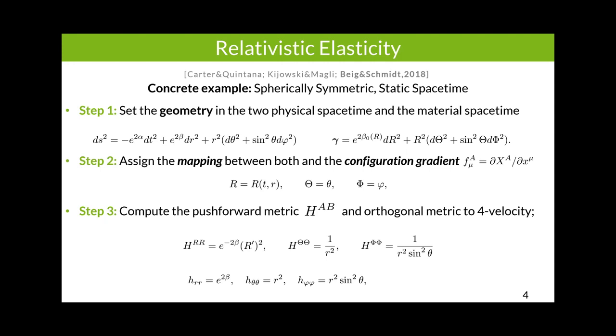By pushing this metric to the manifold B, you get two different metrics, this gamma and this AGB, in the same manifold, which allows you to define an elastic strain. The difference between the two metrics, the metric of your physical object in your reference frame, allows you to define this stress. Everything in relativistic elasticity will be given by this AGB, and you can compute it easily by contracting this metric with the configuration gradient.